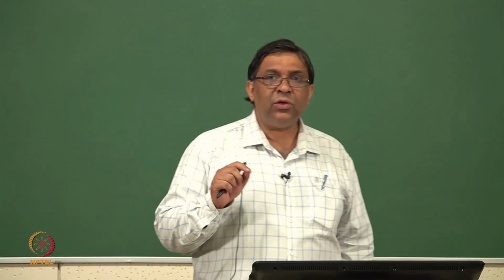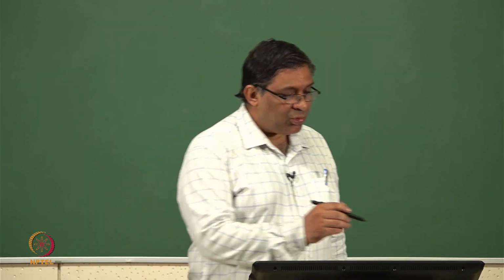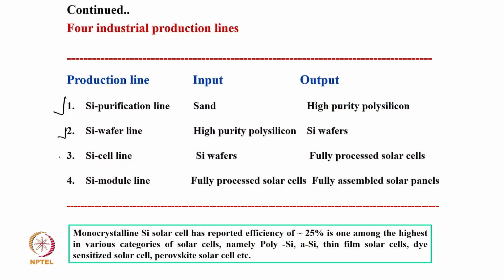So the technology is complete, but we should summarize it by saying what the production lines involved are. Whenever you have a technology, one has to see the production line, and here you have 4 production lines. It starts with the silicon purification line. In this line, the input material is sand and the output is high purity silicon. Second is the silicon wafer line, where you use high purity silicon as input and you get silicon wafers as output.